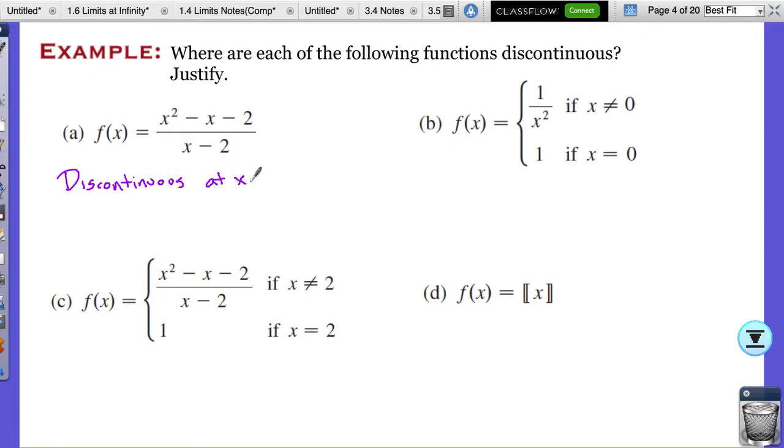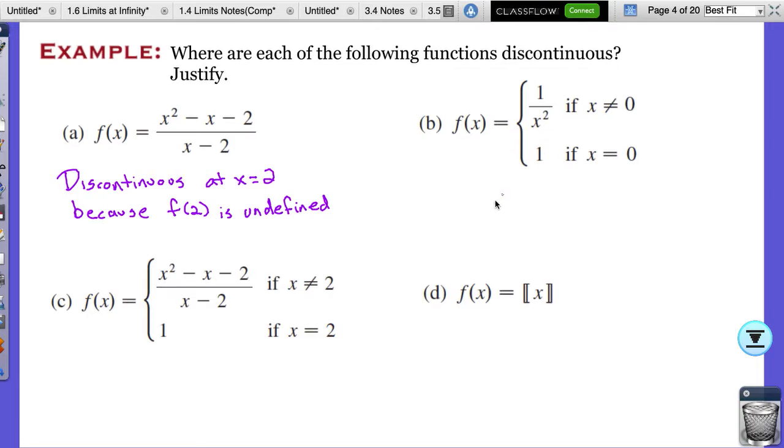At x equals 2, f of 2 is undefined. If you just plug 2 in straight up, you get a 0 on the bottom. You also get 0 on top, but as far as the undefined question, it's 0 on the bottom. Yes, you could factor the top and cross some stuff out, but you can only do that inside the limit if you're actually trying to evaluate.